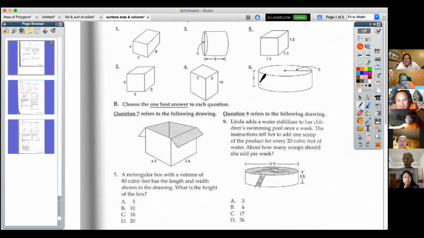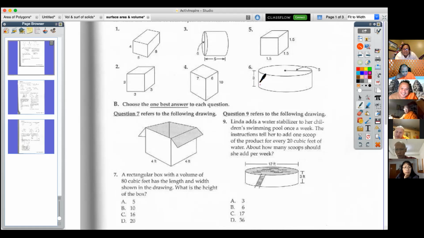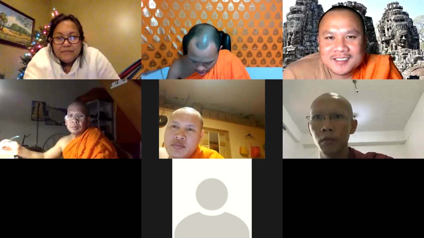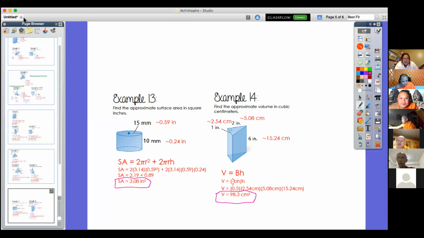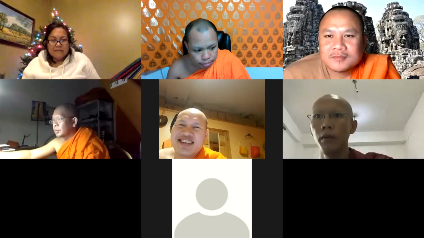Number 9. Let me see question 9: refer to the following drawing. This is the round shape of a can, and they want the volume inside it. The answer is B, right? C. Okay, number 9 is C.